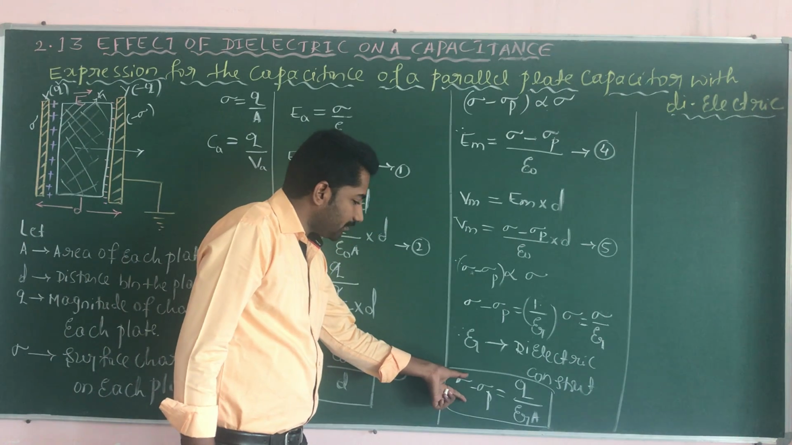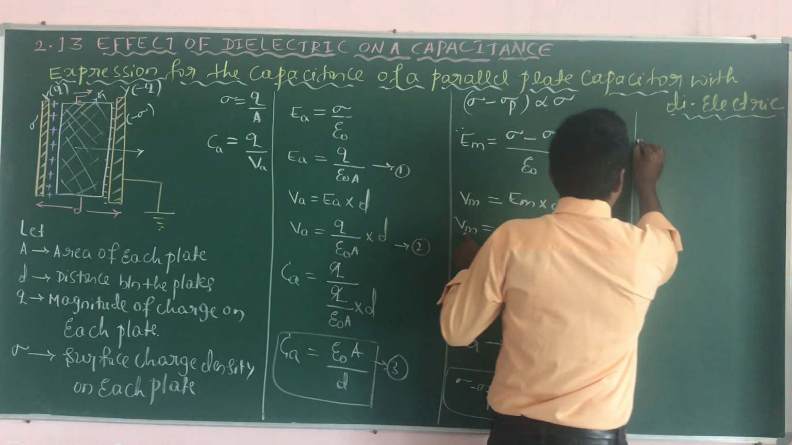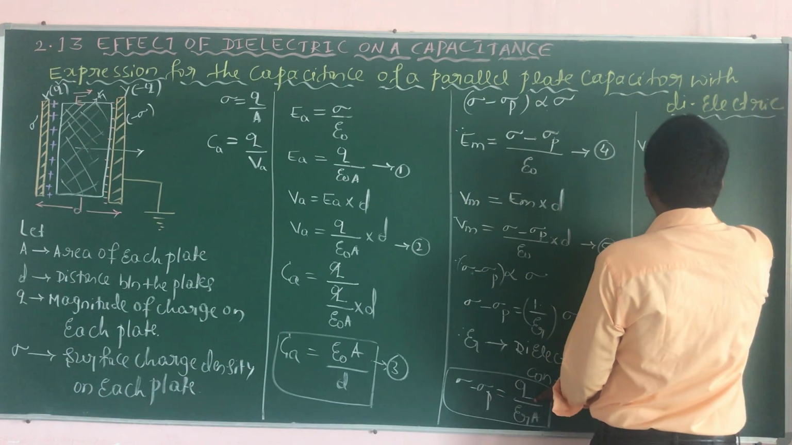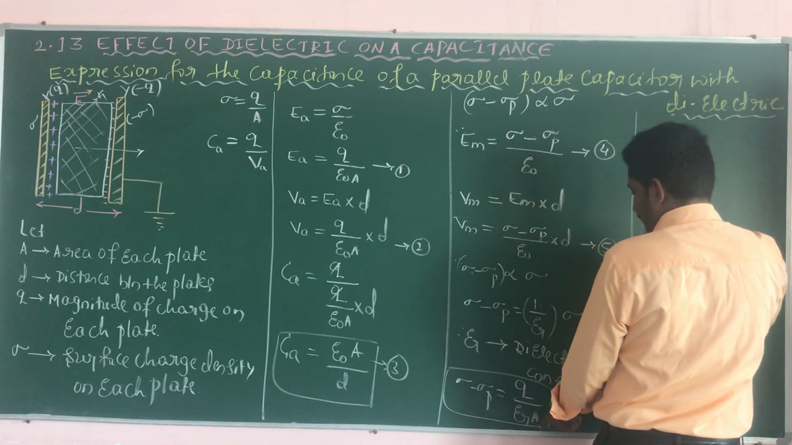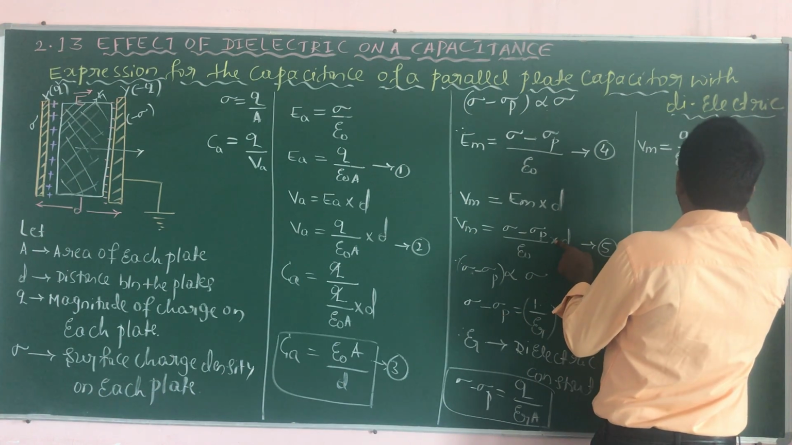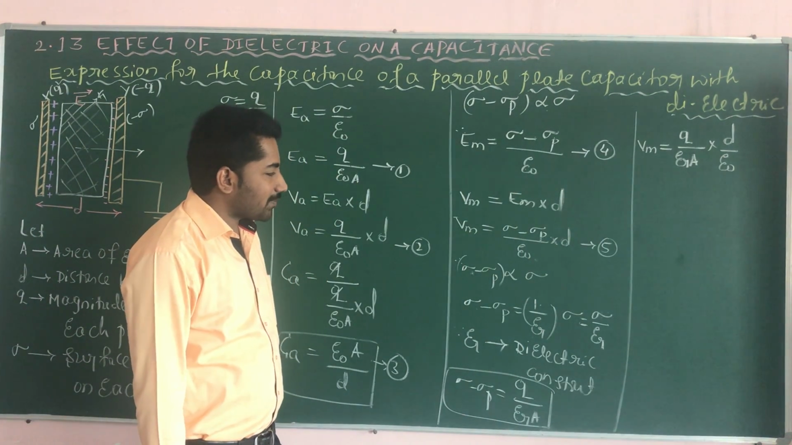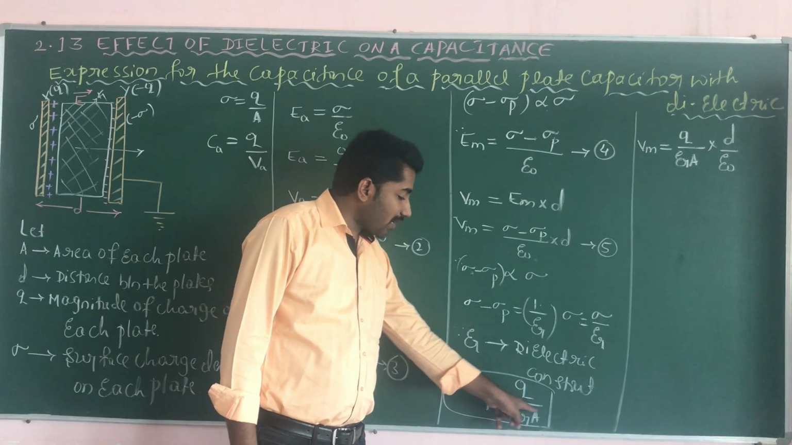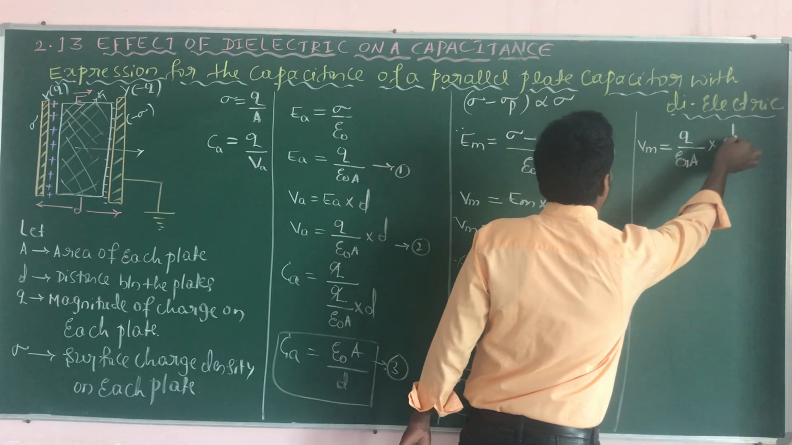Substitute this value in this equation. We get the potential difference in that medium: Vm is equal to, instead of sigma minus sigma p, Q divided by epsilon r into A, into d divided by epsilon naught. Here sigma minus sigma p is equal to Q divided by epsilon r into A, so Vm is equal to Q divided by epsilon naught epsilon r A into d.